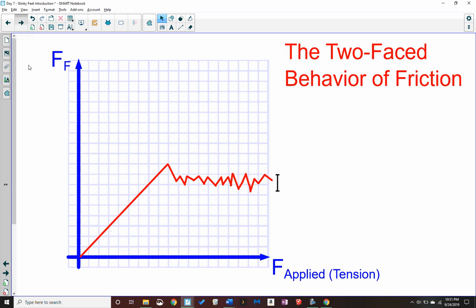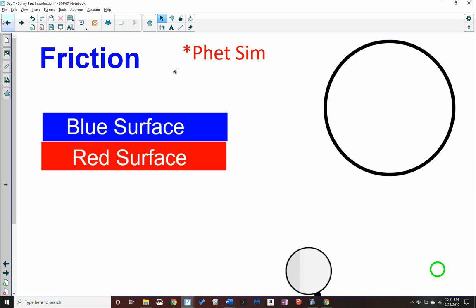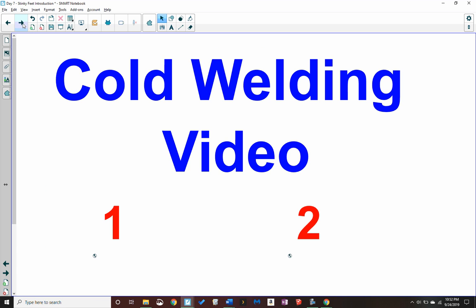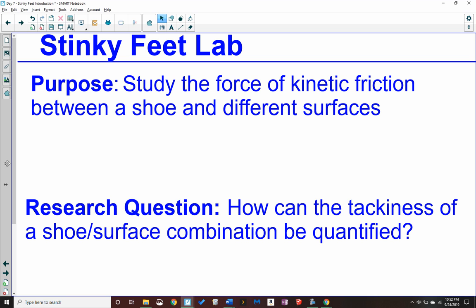Okay, speaking of that, when I'm back in class, we'll come back and talk a little bit more about the nitty-gritty of how friction works and what cold welding is. But for your lab work today, the purpose is going to be to study the force of kinetic friction between a shoe and its different surfaces, and then how can we boil it down to a single number, that is the tackiness of a shoe/surface combination. How can we describe that as simply as possible?